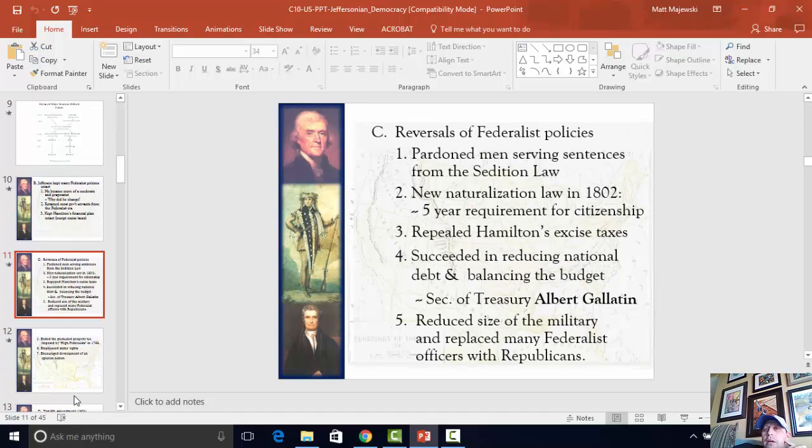Next up, he reverses some Federalist policies, but nothing major here. He does pardon the men who had been convicted under the Sedition Act. All right, so he's going to pardon those 10, which means he forgives them of their crime. They get out of jail. And that was 10 newspaper editors. Now, hey, that's not a shocker. They were Republican newspaper editors, if you remember, right, that had supported him and opposed the Federalists. So he lets them off.